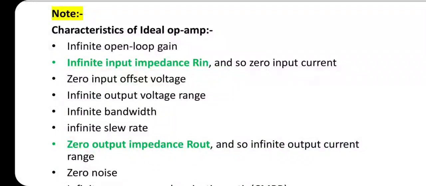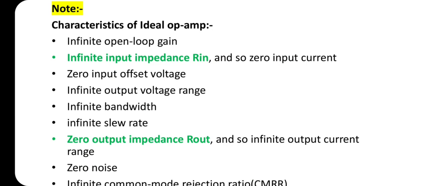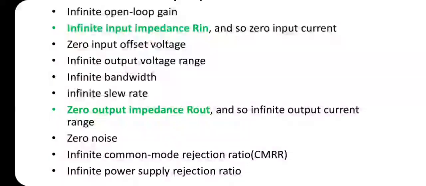Infinite open loop gain, infinite input impedance Rin and so, 0 input current, 0 input offset voltage, infinite output voltage range, infinite bandwidth, infinite slew rate, 0 output impedance Rout, and so infinite output current range, 0 noise, infinite common mode rejection ratio, that is CMRR, and infinite PSRR, that is power supply rejection ratio.